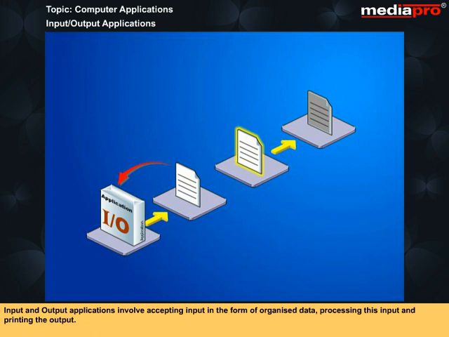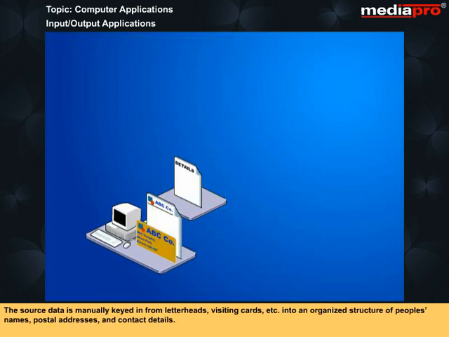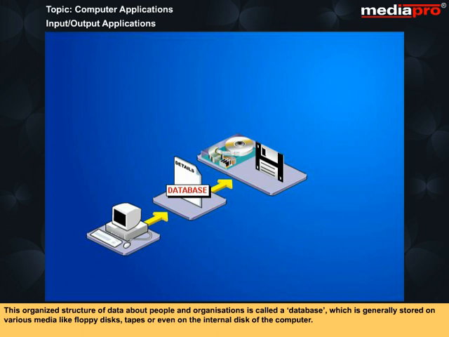Input and output applications involve accepting input in the form of organized data, processing this input and printing the output. The most common application of this is in printing of mailing labels. The source data is manually keyed in from letterheads, visiting cards, etc. into an organized structure of people's names, postal addresses and contact details. This organized structure of data about people and organizations is called a database, which is generally stored on various media like floppy disks, tapes or even on the internal disk of the computer.